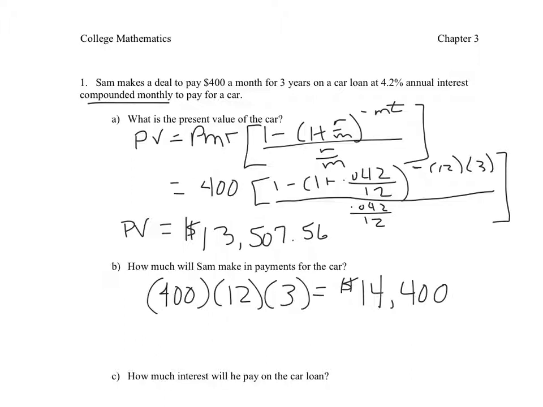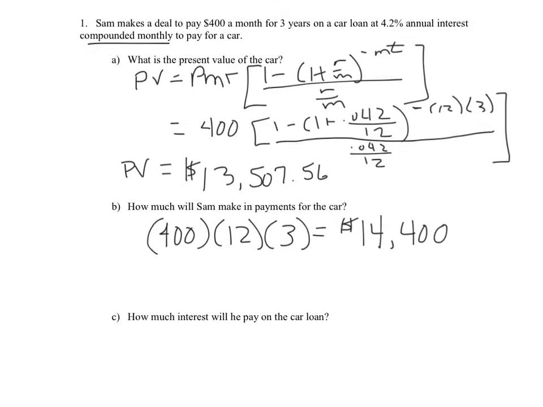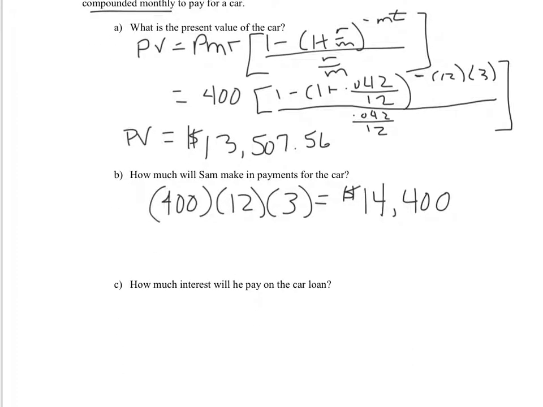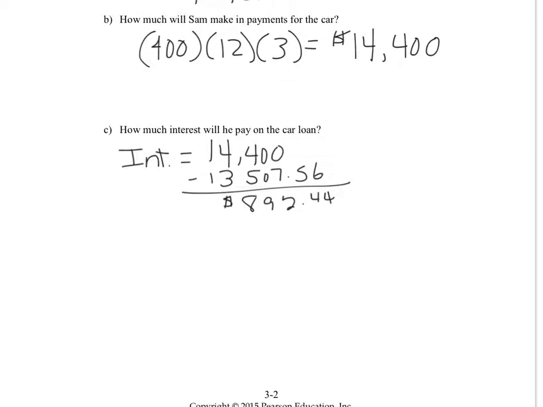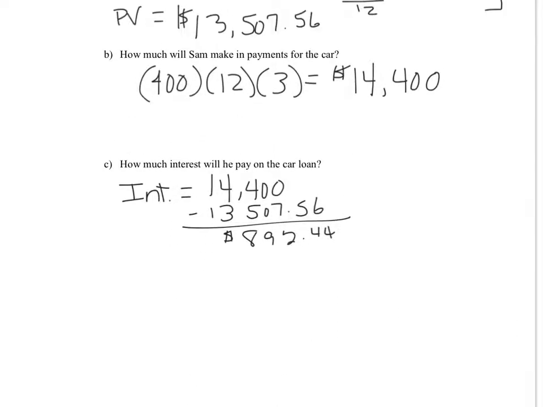So can we tell pretty easily how much interest he's paying on the car loan? Absolutely. If we will subtract the amount he's actually paying minus the present value of the car, we'll find out that he's paying $892.44 in interest over the 3 years. So that will give you the information, hopefully, to be able to make a good decision about whether that's the car to purchase or not.